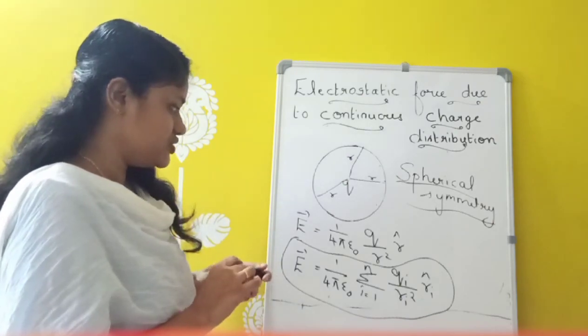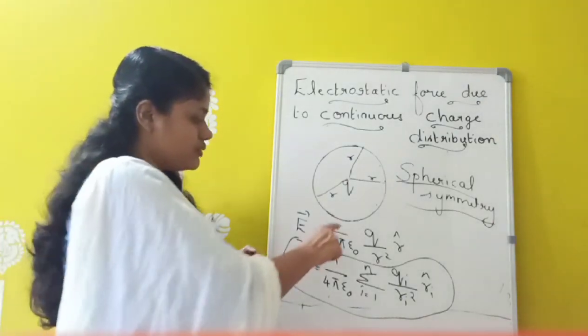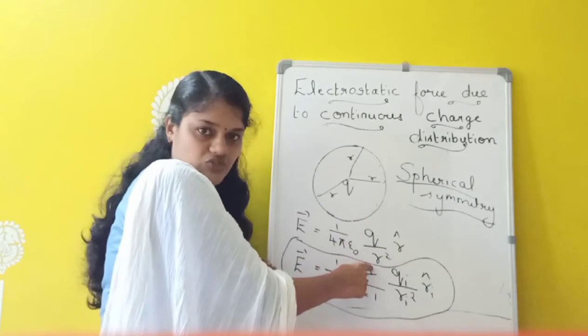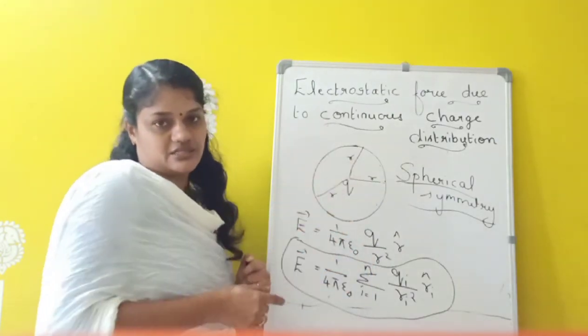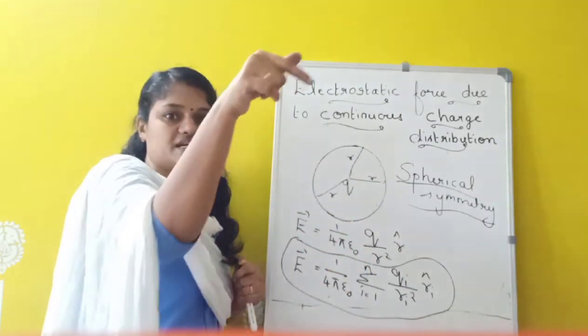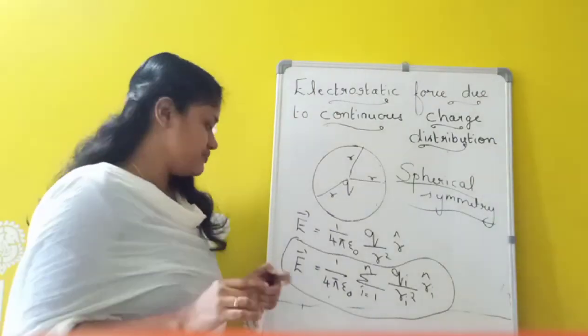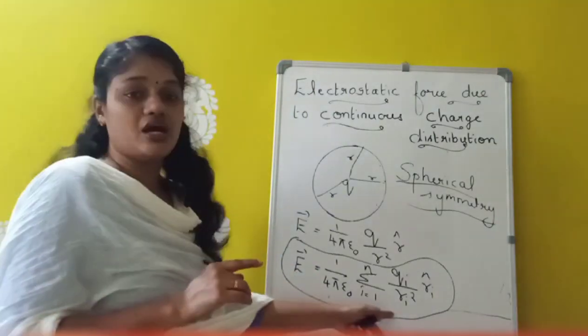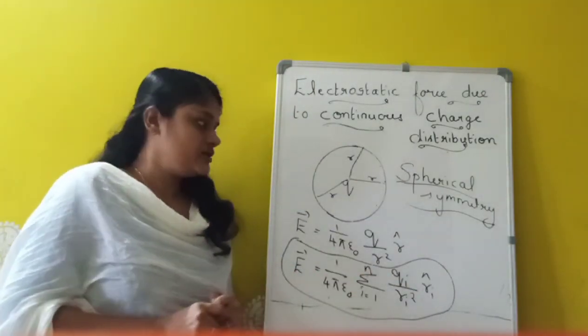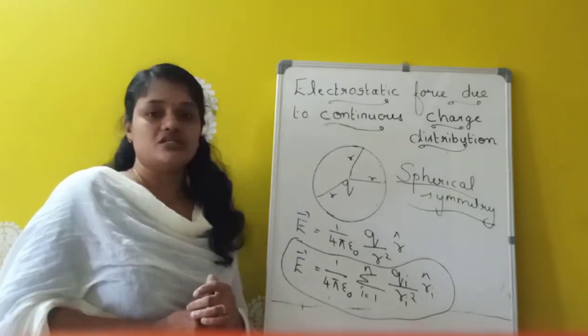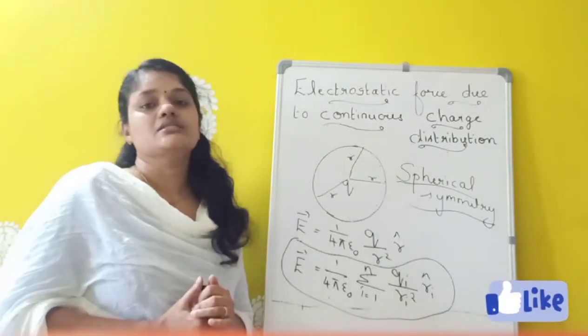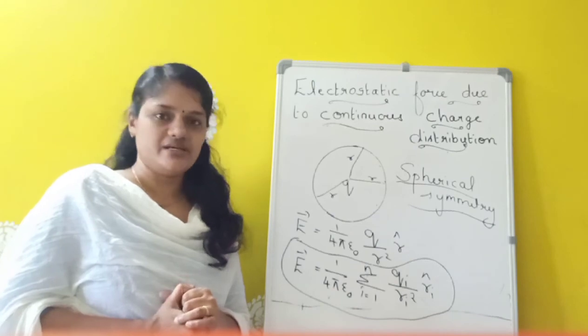The electric field intensity due to a point charge is given by 1 by 4 pi epsilon 0 q by r square. It depends only on the distance. If the distance remains the same, the electric field intensity will be the same everywhere. This is in the case of a large number of charges. So this much about continuous charge distribution and electric field. The remaining portions we can study in the next video.